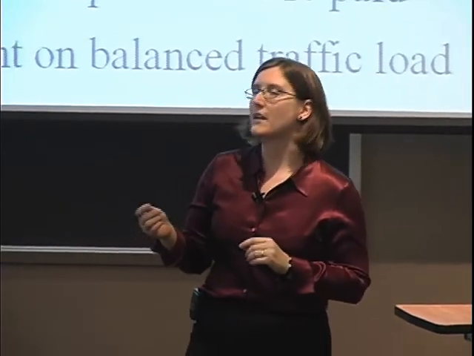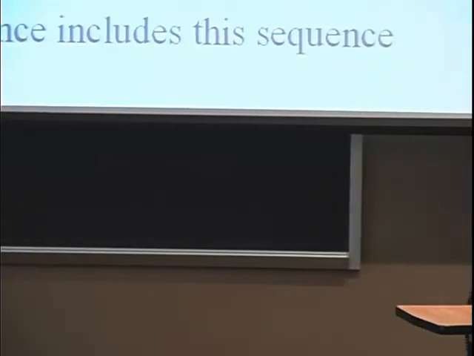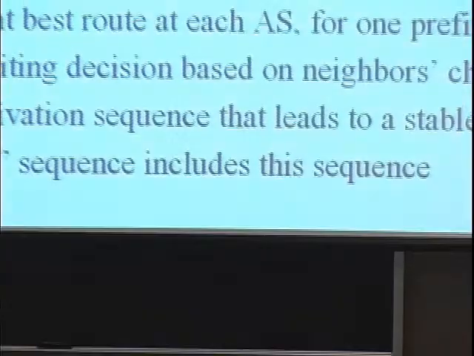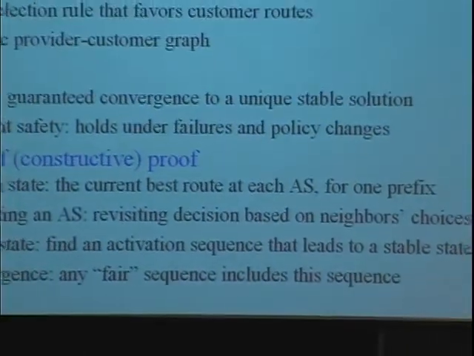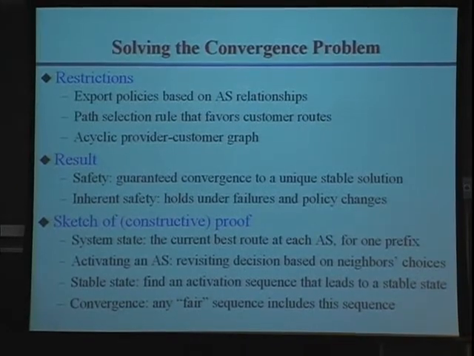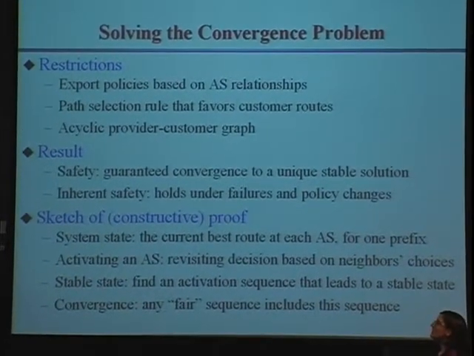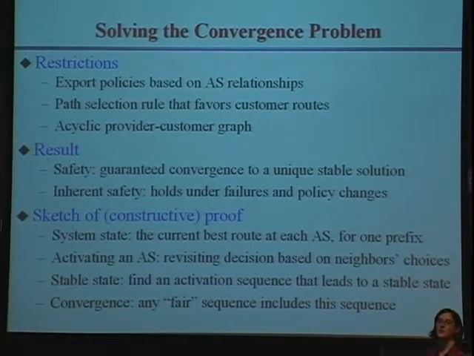Any other question about that? Okay, so those are the three assumptions. And I just want to really briefly walk through the argument for why this is enough to make the problem I described earlier go away. And the basic argument I want to make is that with these three assumptions, the routing system is guaranteed to converge to a unique and stable solution.